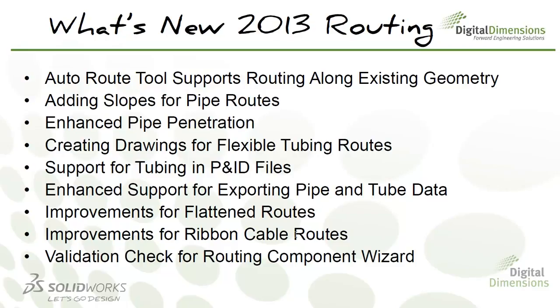Then I'm going to go into some of the new electrical route functionality, including what you can do now to modify flattened routes, and then show you some of the nice new enhancements for creating ribbon cable routes, including being able to make folded and flexible types of routing at the same time, and it's more freeform than it was before. Then I'm going to go over the design table validation when you're creating a routing component, which applies to all three different types of routing components.